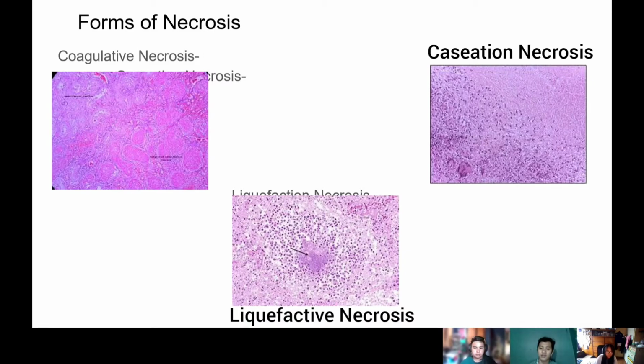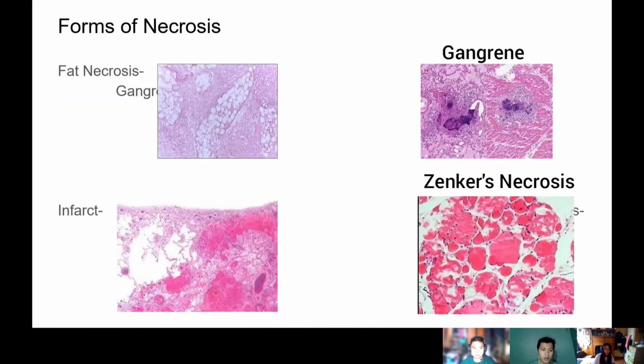Next is liquefaction necrosis. It refers to areas of necrosis which become liquefied due to the release of powerful enzymes which degrade the dead cells and extracellular components, leaving a thick soup. This type of necrosis is characteristic after insults to the brain, such as follows interruption of the blood supply or bacterial infection.